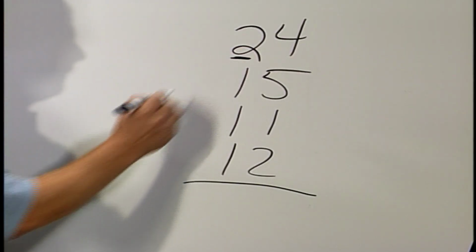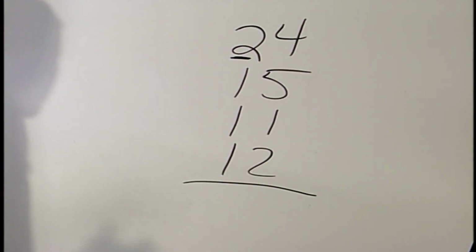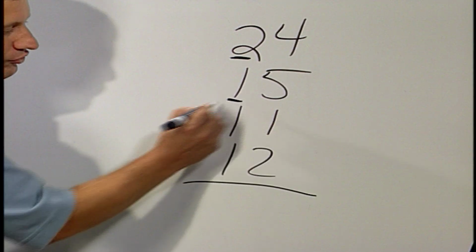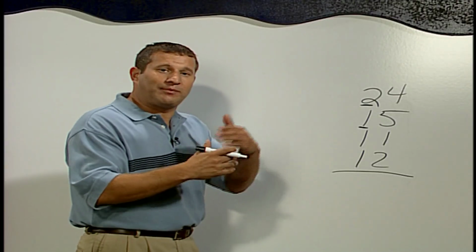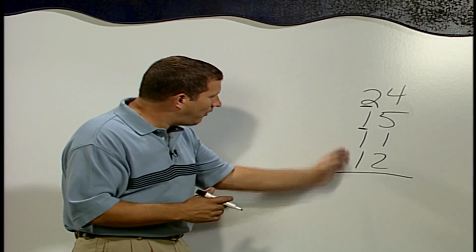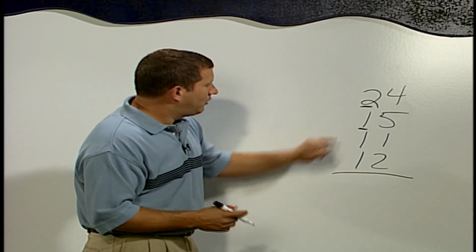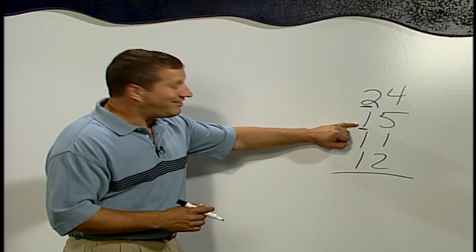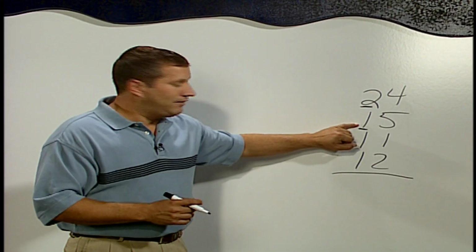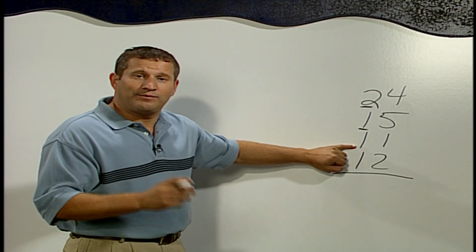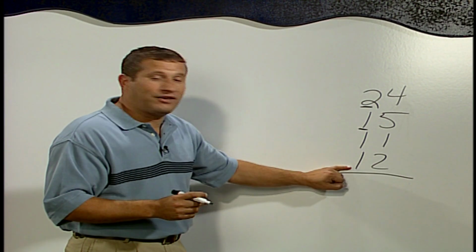This 2 is in the tens column again. 2 tens is 20. Down here is 10 more. So what I'd like you to do is keep a running total, and we're going to go down the columns backwards. So what's 20 plus 10? That gives you 30. If you add 10 more, that's 40, and 10 more gives you 50.